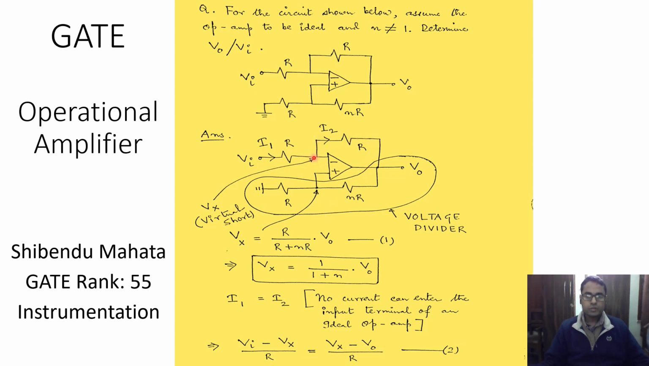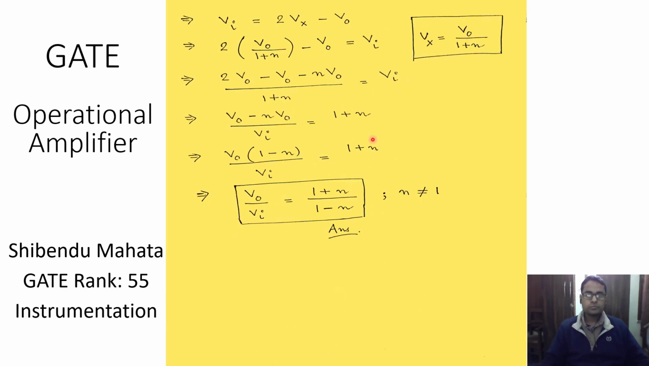So we can frame the expression as Vi minus Vx divided by R, and this is equal to Vx minus V0 divided by R. Once we do that, we find that Vi is equal to 2 times Vx minus V0, and then we substitute the value of Vx, which was equal to V0 by 1 plus N, obtained from that voltage divider concept.